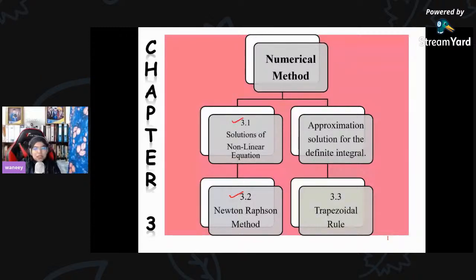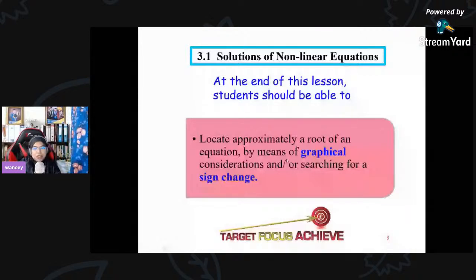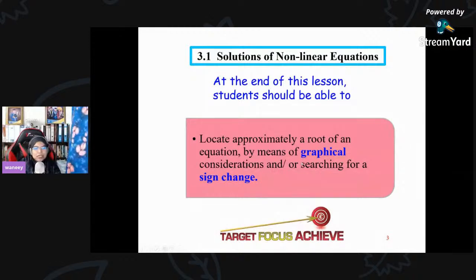So at the end of the lesson, firstly, in the first 15 minutes of this lecture, you should be able to locate approximately a root of an equation by means of graphical consideration and/or searching for a sign change. Okay, so now let us see what we mean by a graphical consideration or a sign change. Okay, so try to solve the following.